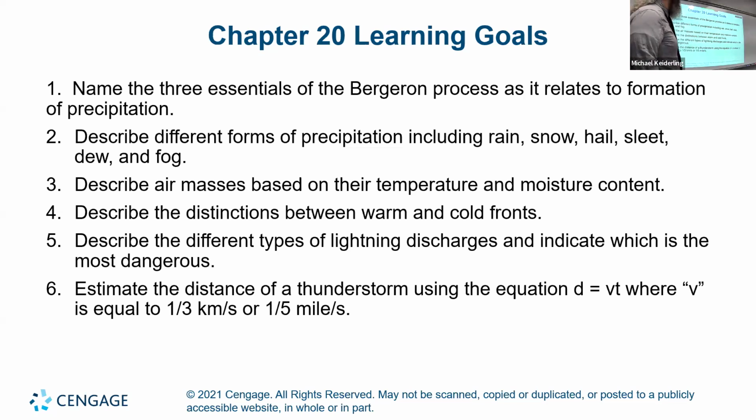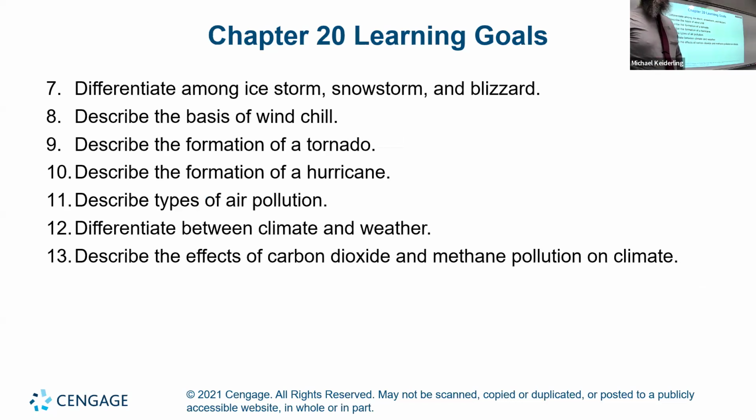We'll talk about how you can estimate the distance to a thunderstorm using the distance equation, distance equals velocity times time, where velocity is equal to 1/3 of a kilometer per second or 1/5 of a mile per second. We'll differentiate among an ice storm, a snowstorm, and a blizzard. We'll describe the basis of wind chill. We'll talk about the formation of a tornado. We'll talk about the formation of a hurricane. We'll talk about air pollution. We'll differentiate between climate and weather. And we'll describe the effects of carbon dioxide and methane pollution on climate.